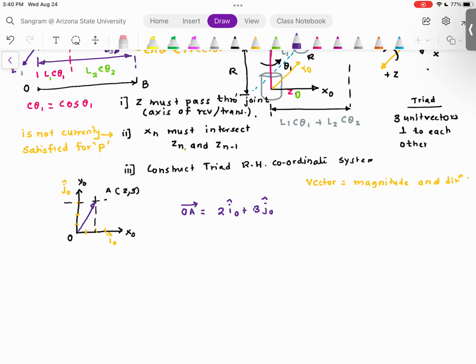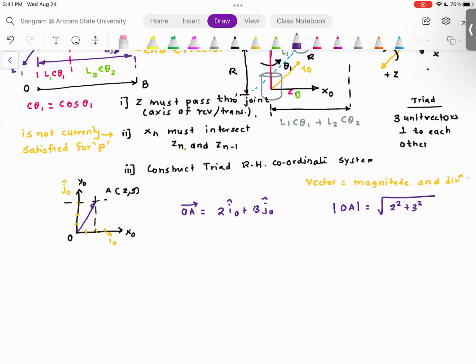Now this unit vector, and this is super important, i0, j0 is a unit vector, and I'm multiplying this by a scalar number 2 and 3. That is the magnitude. If I want to find out the magnitude of this vector OA, also called the norm of the vector, or the absolute value of the vector, or the magnitude value of the vector, it is the square root of 2 squared plus 3 squared. Do you agree with me?